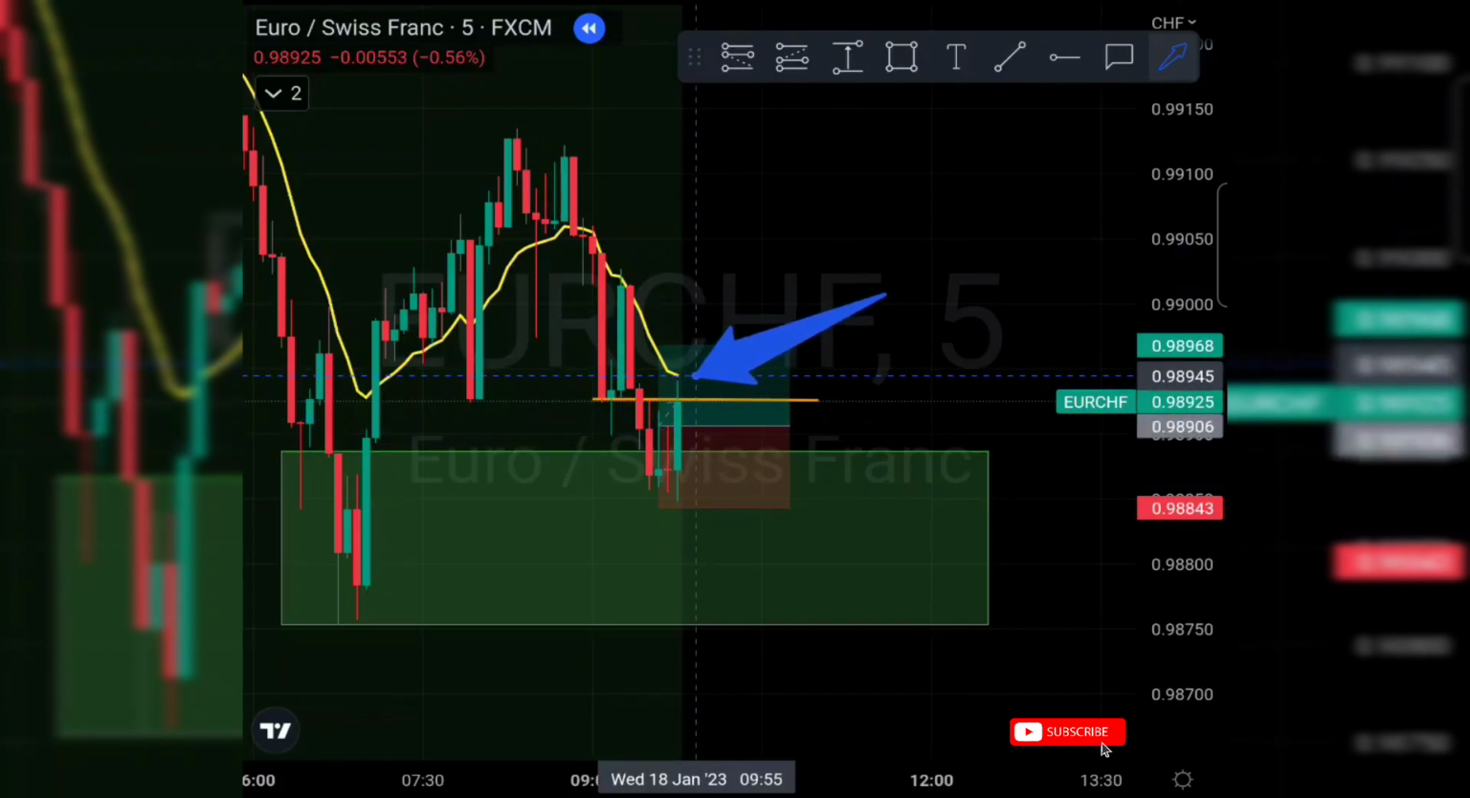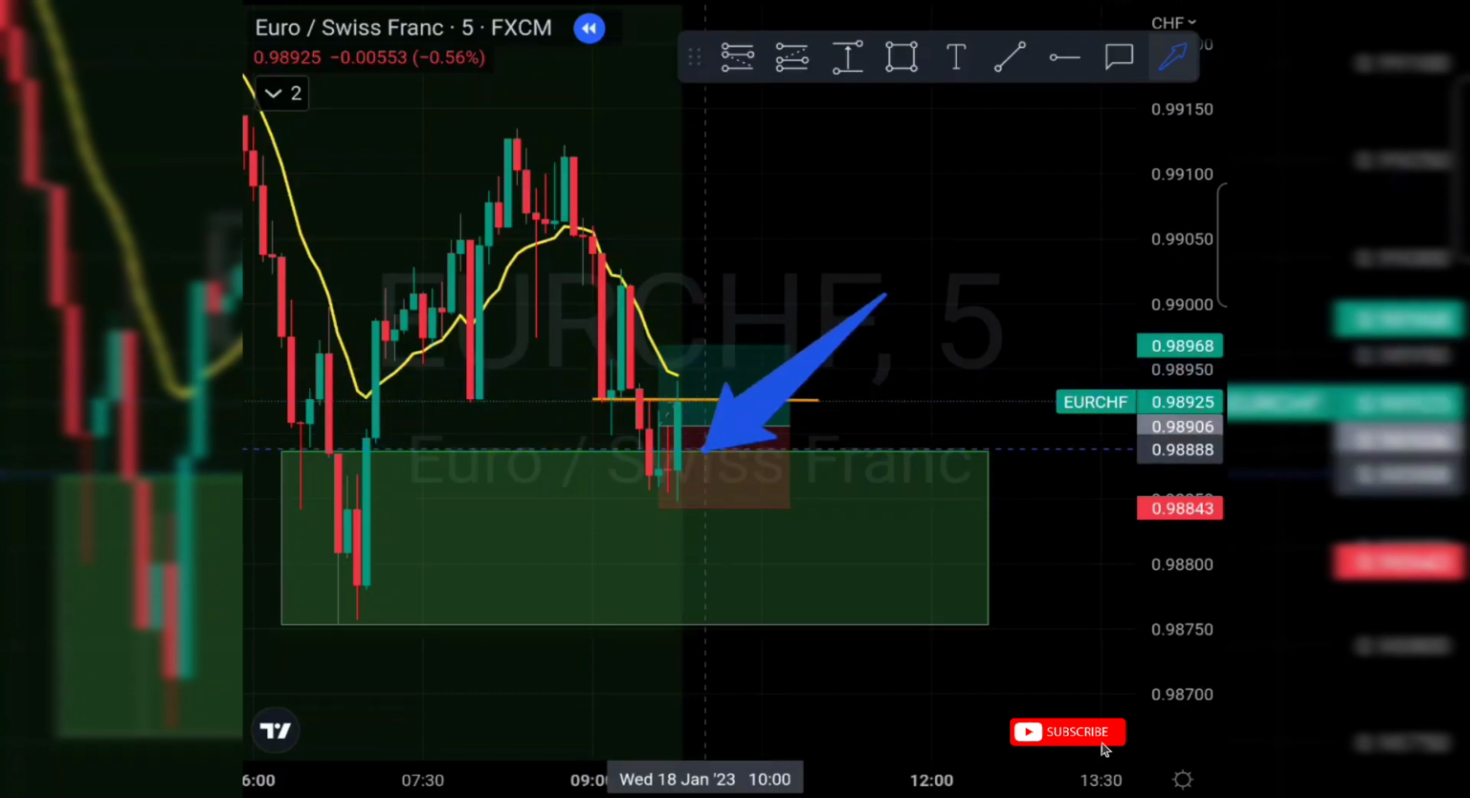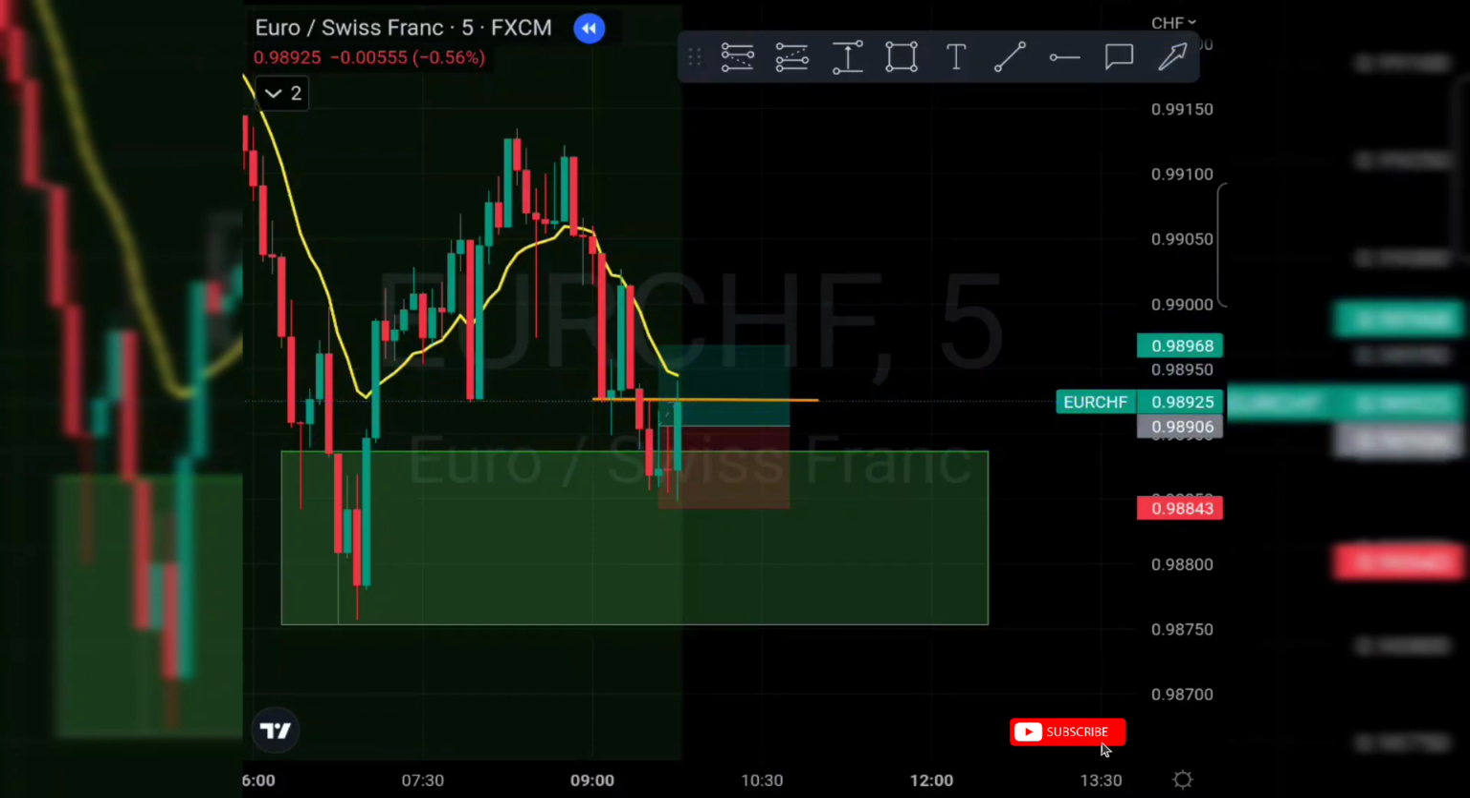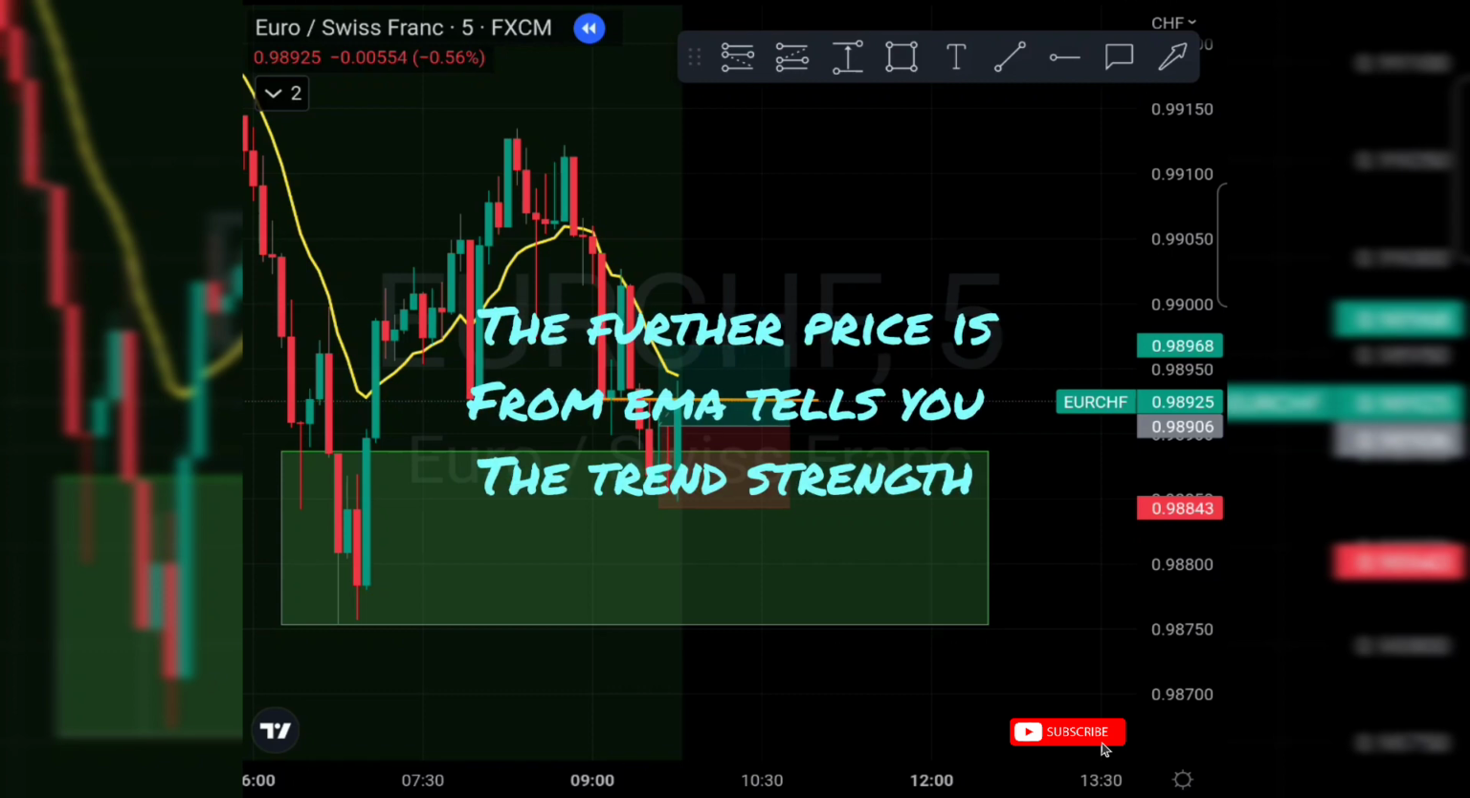I don't want to put a position right on the EMA and go right into drawdown, especially on the standard lot. So I wait. Those are a couple of pro golden nuggets for you about that EMA. Also, the further price is from the EMA, the more it lets you know how strong the trend is.